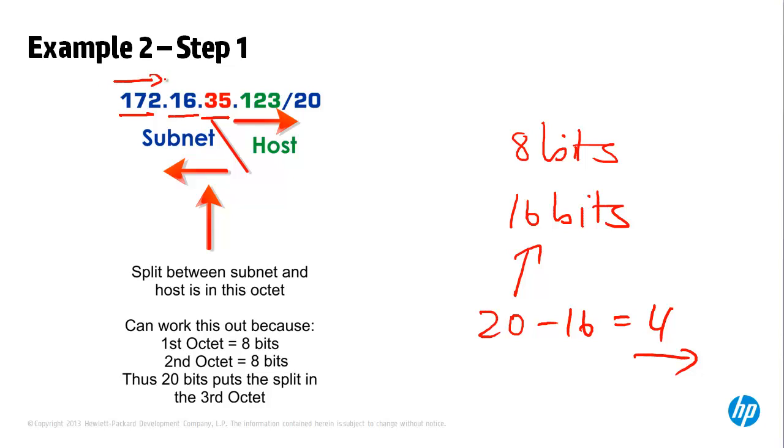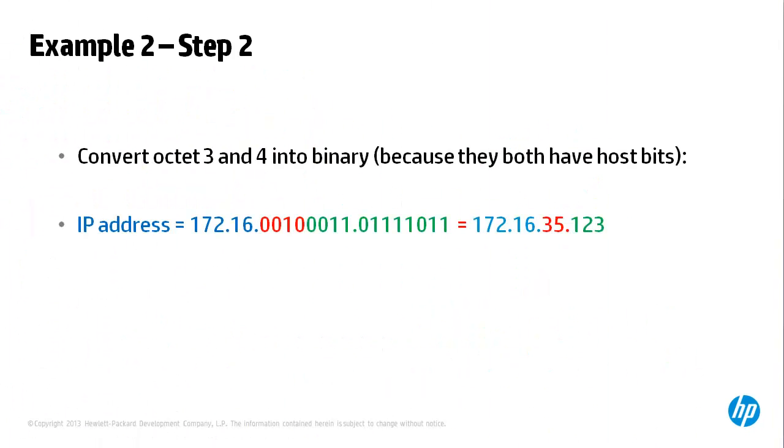Just to reiterate, that's 8 bits, 16 bits, full octet would be 24 bits, but the split is in the middle of that third octet. So somewhere in here we've got a network or subnet and host split. That therefore means that we need to convert the third octet and fourth octet into binary because they both have host bits. There's no need to convert the first two octets to binary because no host bits are found in the first two octets. So 172.16 stays the same.